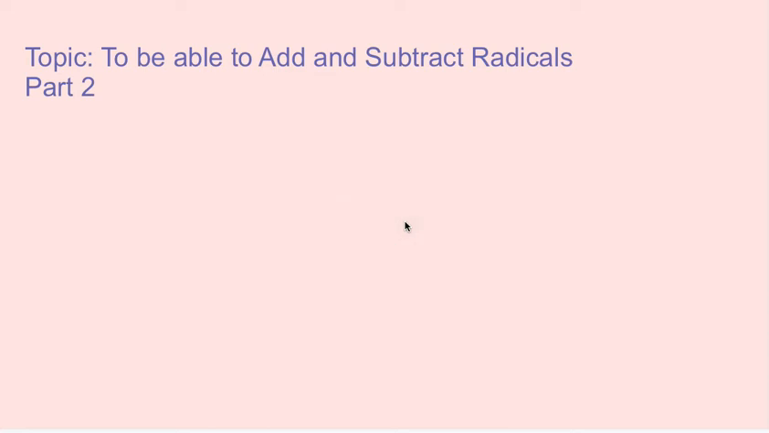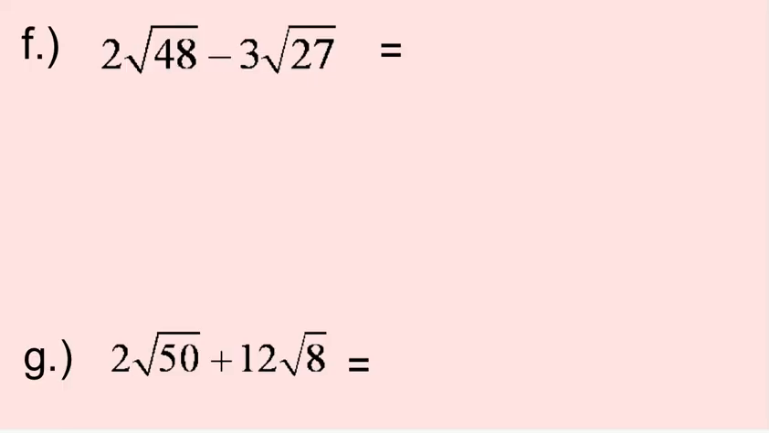Here's adding and subtracting radicals part 2. We have this example, 2 square roots of 48 minus 3 square roots of 27. You can't add them as they are because they're not considered alike. But what we're going to do instead is try and reduce down those two radicals.